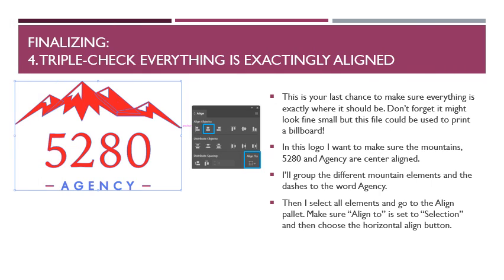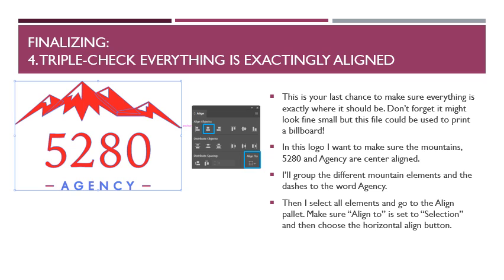Okay, the next step is triple, quadruple check that everything is perfectly aligned. Like I said before, this logo might look great as an inch or two on your screen, but it is going to get scaled down to fit a quarter inch tall on a pen, and it's going to be scaled up 8 feet tall on a billboard. So anything that's not perfectly aligned is going to show.